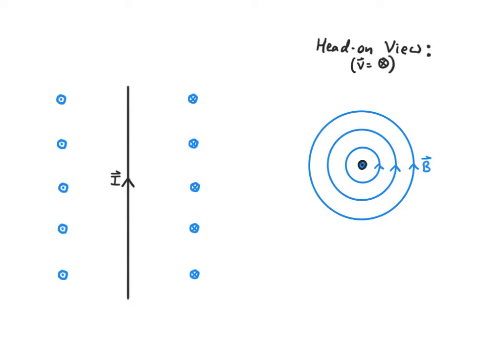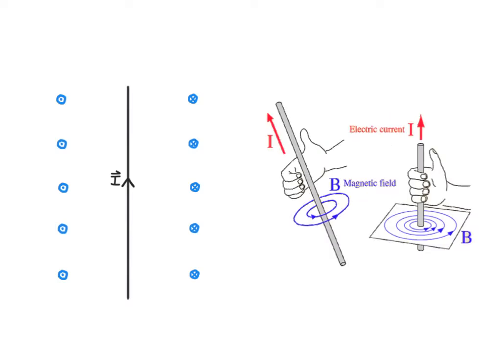This actually gives us a new right-hand rule that we can use to very quickly determine the direction of the magnetic field created by a moving charge or current. All you do is point your thumb in the direction of the electric current and you curl your fingers around it, and the direction that your fingers curl represents the direction of the magnetic field.